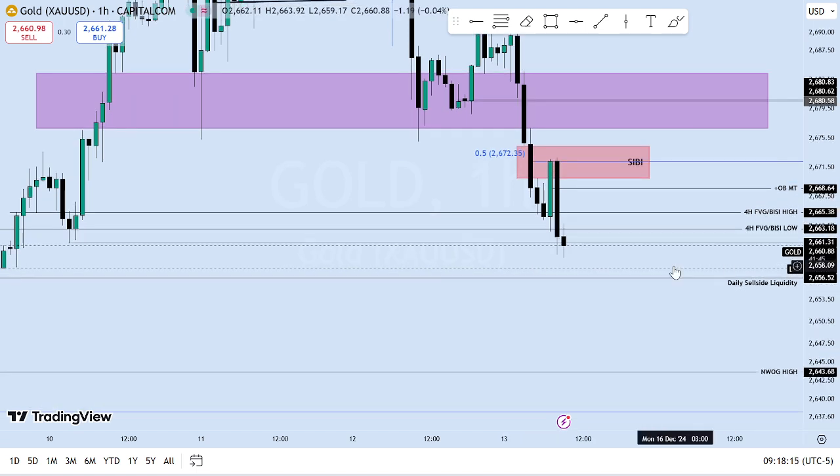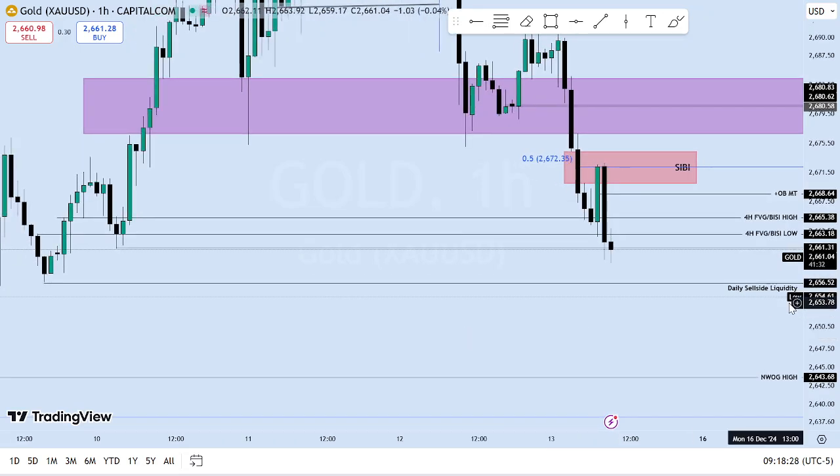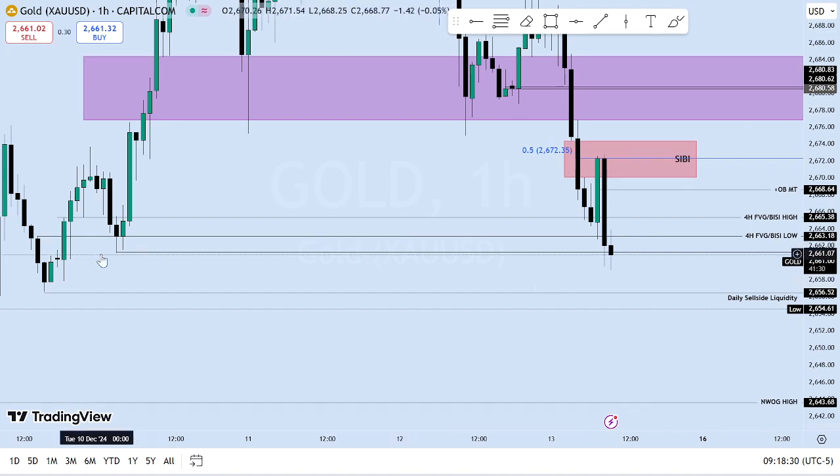So that is the way you see price. It's coded. You can read it and understand it. You just have to look at the price action and study what it's doing. This is the sell side liquidity.